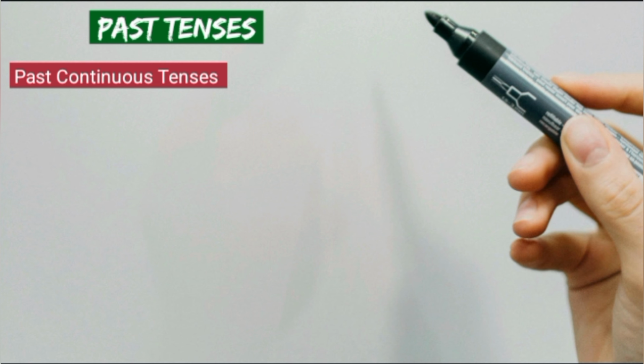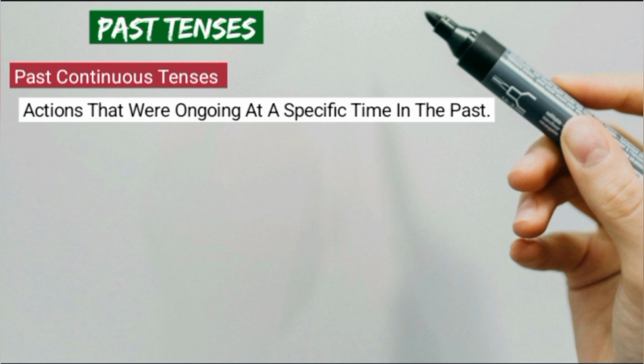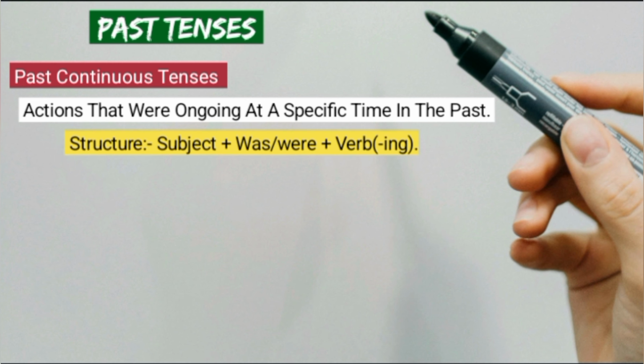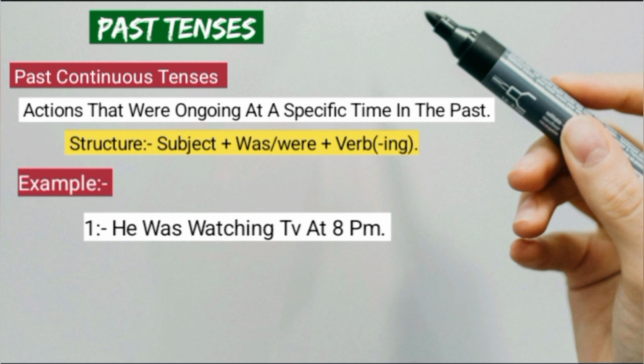Number 2 is past continuous tense. Past continuous tense is used for actions that were ongoing at a specific time in the past. The structure is subject plus was or were plus verb with ing. Example: He was watching TV at 8 p.m.